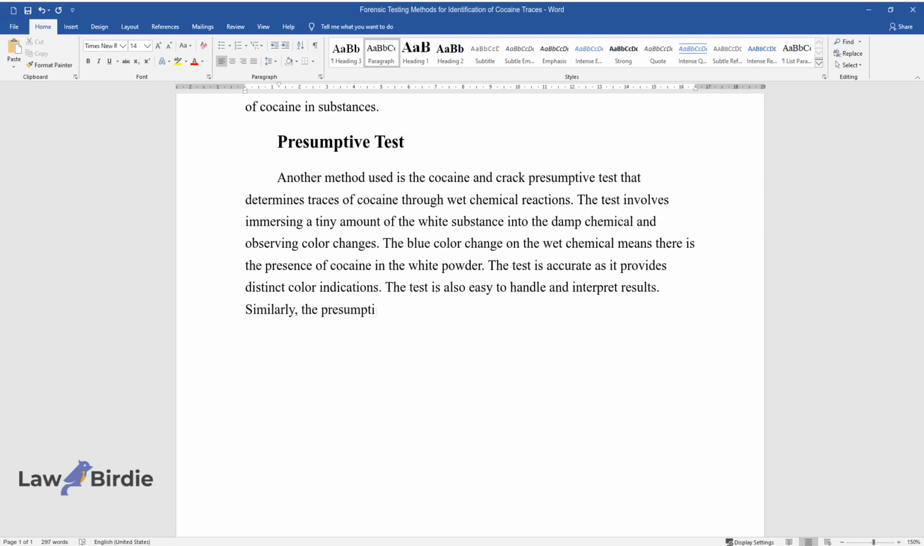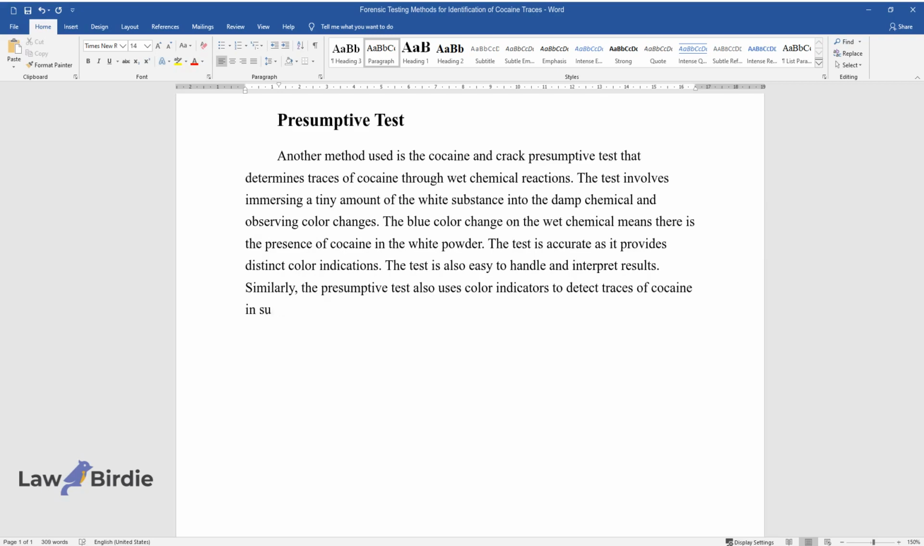Similarly, the presumptive test also uses color indicators to detect traces of cocaine in substances. Both tests were negative, indicating a lack of cocaine in the white powder.